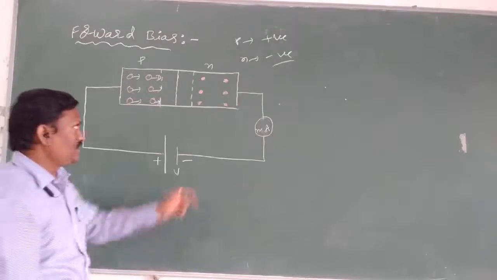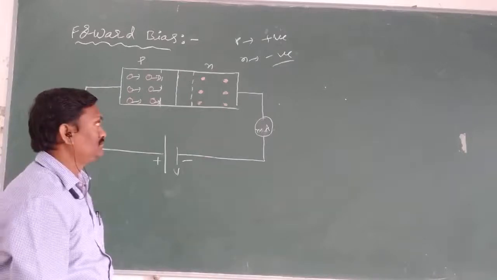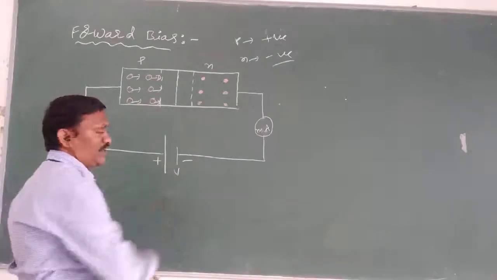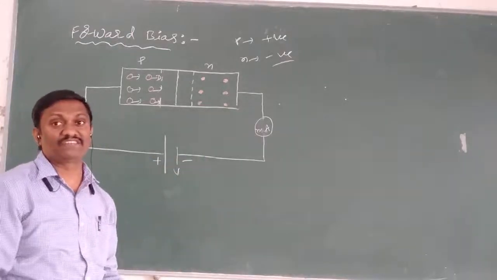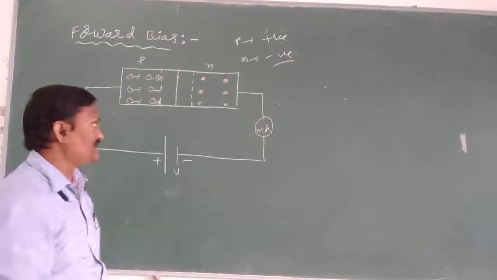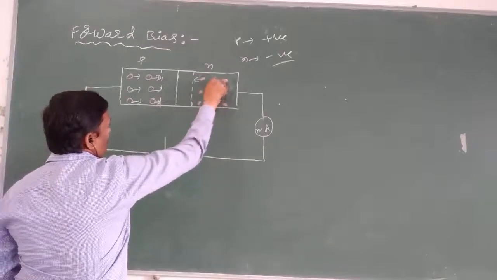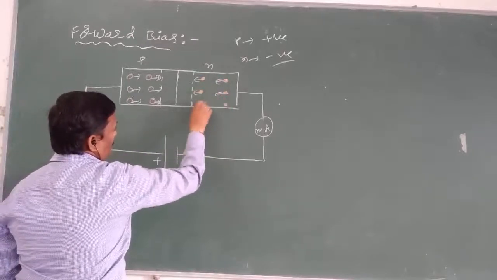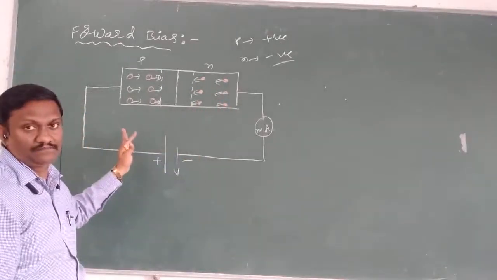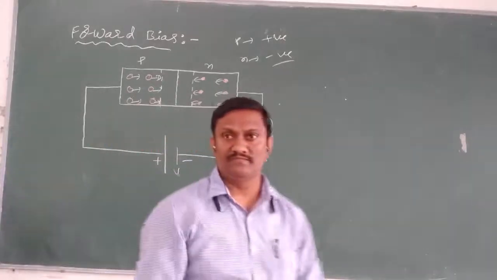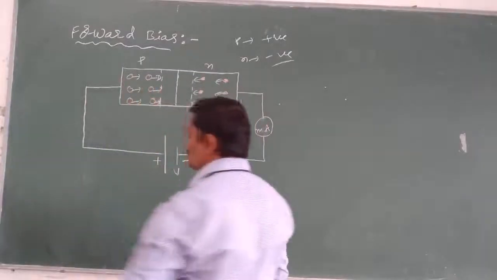Similarly, the negative charge carriers, the majority carriers electrons in the N region, are connected to negative polarity. Between this negative and this negative there are repulsion forces. Like charges always repel each other. So majority carriers electrons in the N region are repelled by the negative polarity and move towards the depletion area. So totally in forward bias, the majority charge carriers in both regions are moving towards the depletion area.